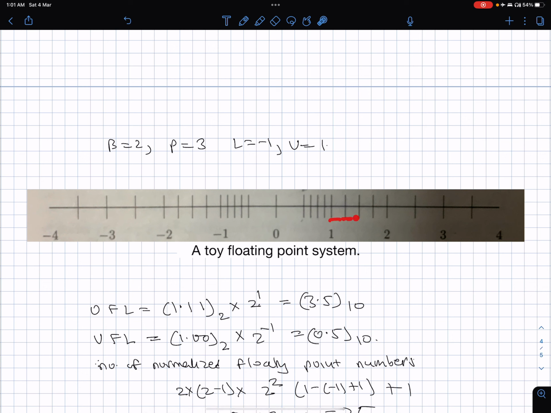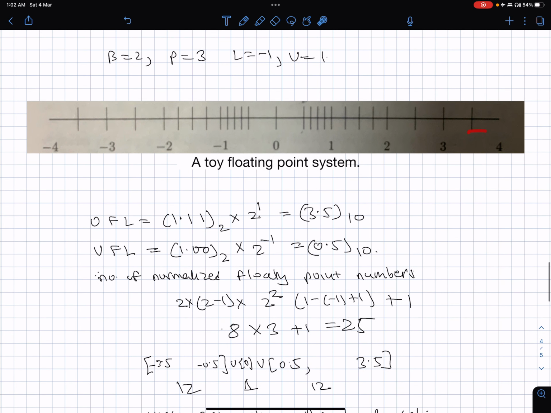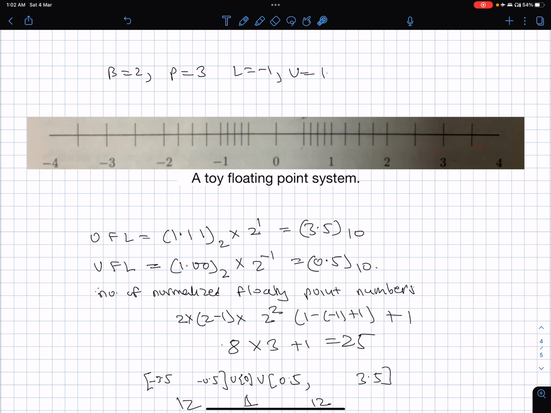So 1, 2, 3, 4, so 8 numbers are there. Like that, 9, 10, 11, 12, like that you go. So the largest number is 3.5. If you calculate the previous number to it, and I leave it to you to check it out, it is going to come out to be 3. So you can see that here the spacing is small, here the spacing is large, here the spacing is larger. This is another very interesting part of the floating point system, that the numbers are not uniformly spaced.